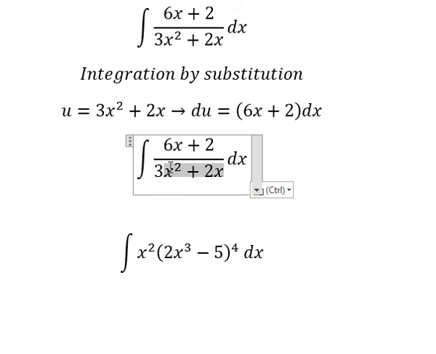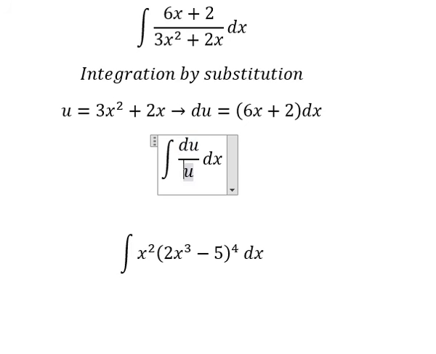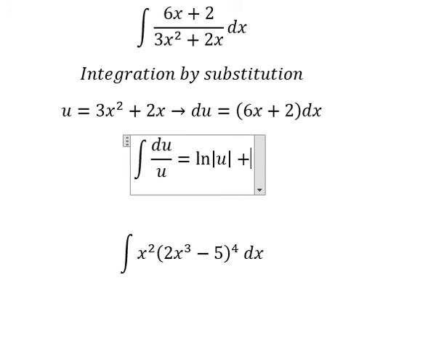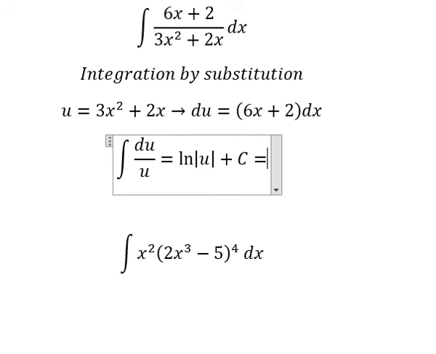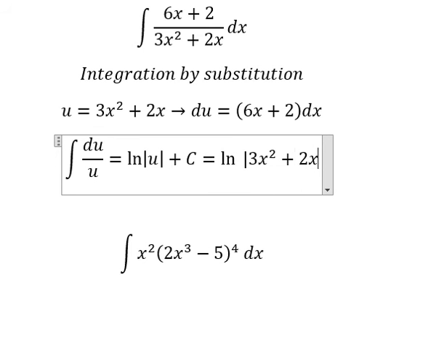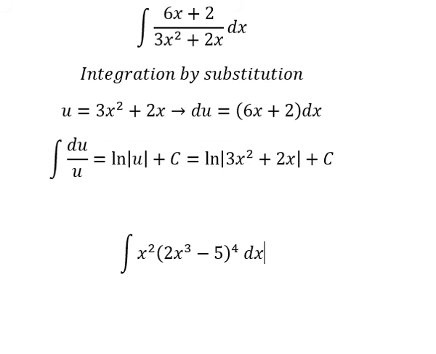This one we change to u. 6x plus 2 dx we change to du. The integration of this one gives us ln of the absolute value of u, plus c. Substituting back for u, that is 3x squared plus 2x, and we have c in here.